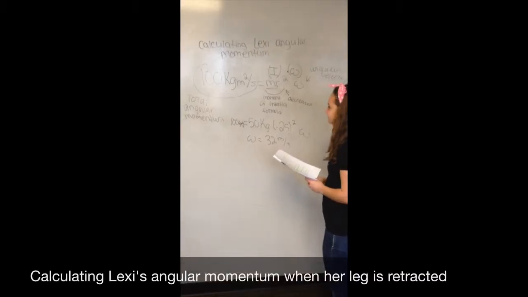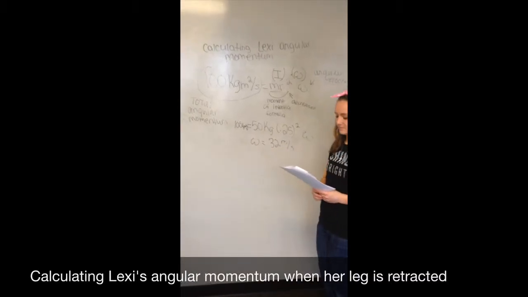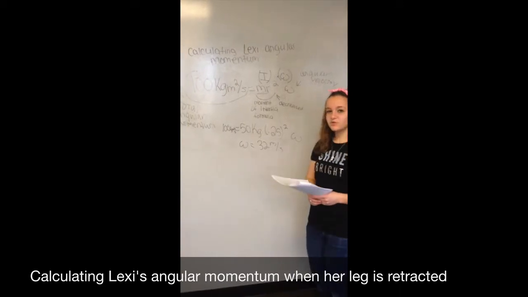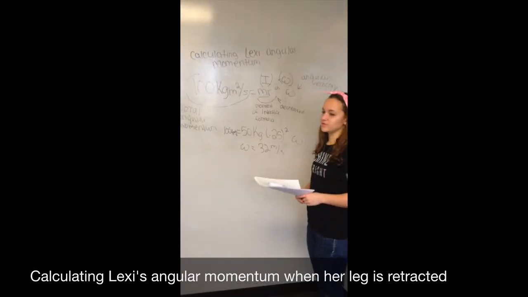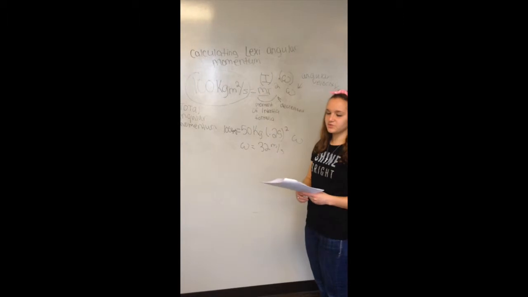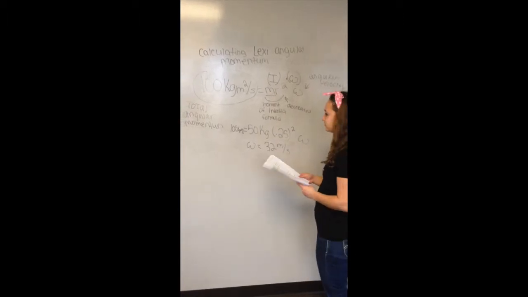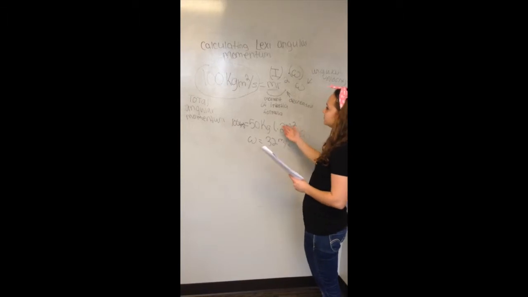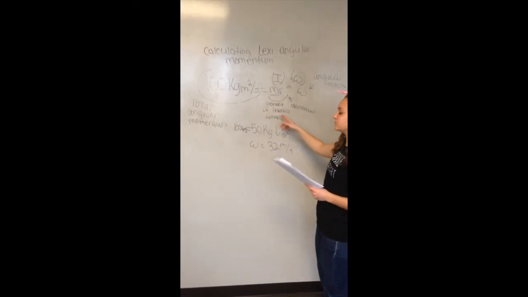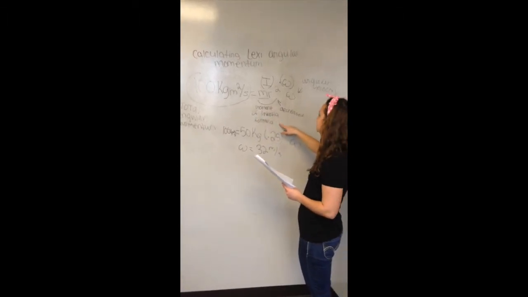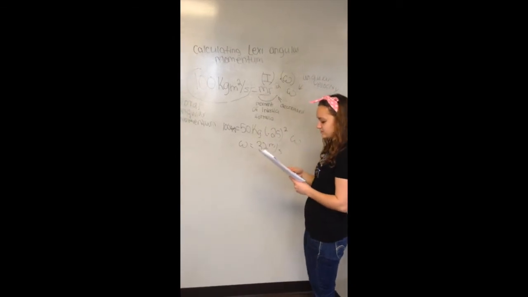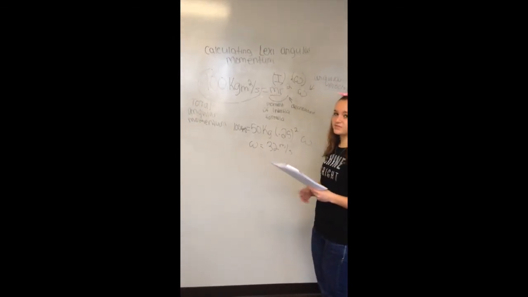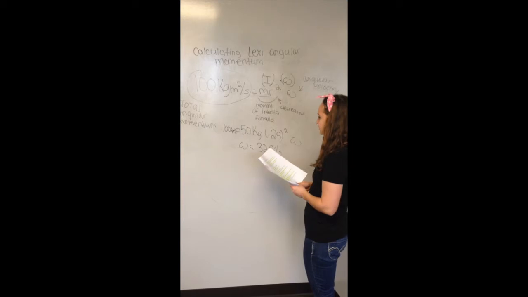I get it, but how does this help me figure out my angular momentum when my leg is pulled in? Well, according to the law of conservation of angular momentum, you cannot lose it, so you'll always have 100 kilograms meters squared. Okay, so let me show you what we're going to do. You have the 100, and that comes from the previous equation, which is the moment of inertia multiplied by the angular velocity. But we have to figure out the moment of inertia first.